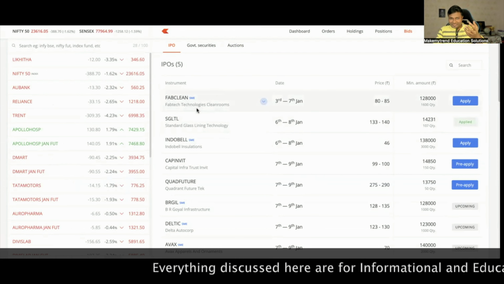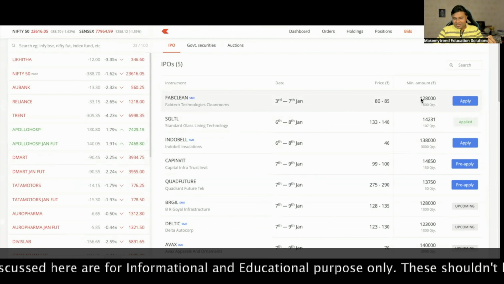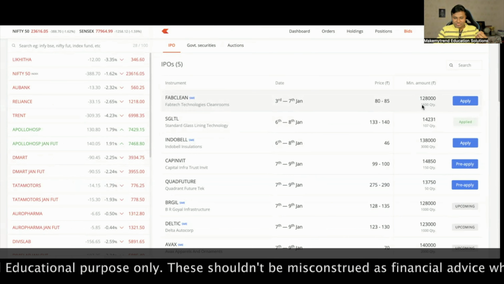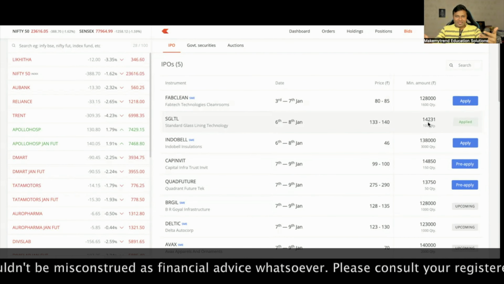Let me share some examples. If you see here, for FabTech Technologies clean rooms, the minimum amount starts from at least 1 lakh rupees, but for normal IPOs you will be able to get in within maybe 14,000 to 15,000 rupees as of now, when we are recording this particular video.